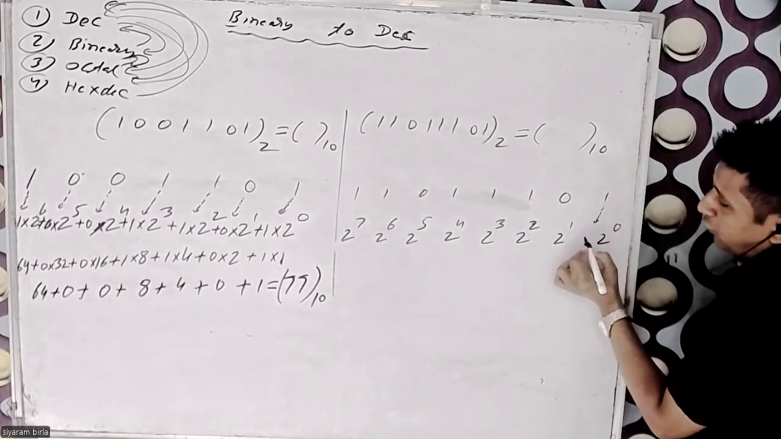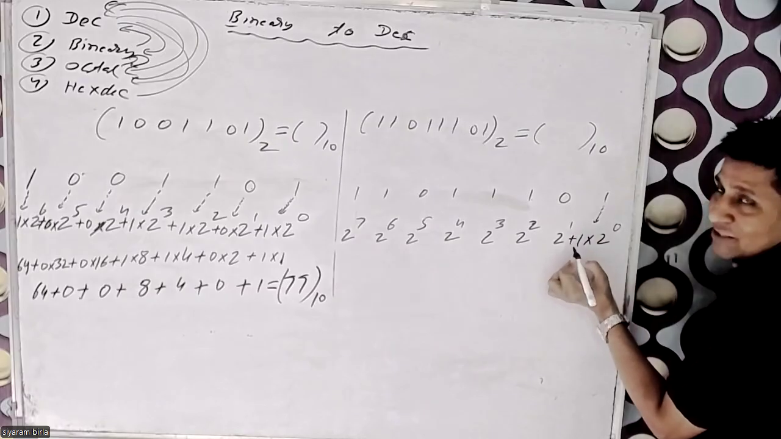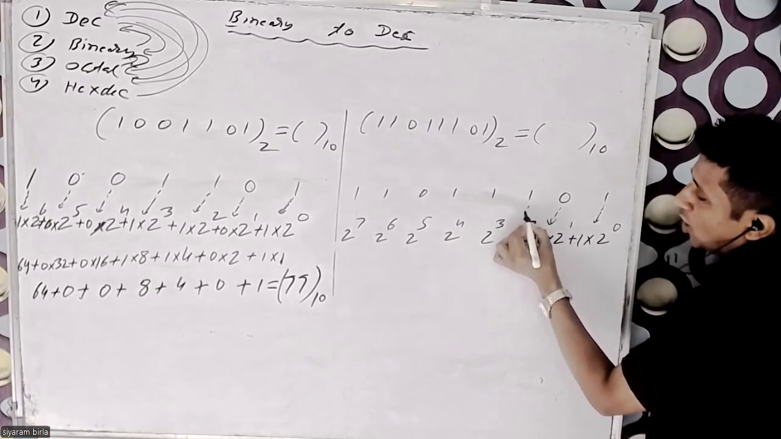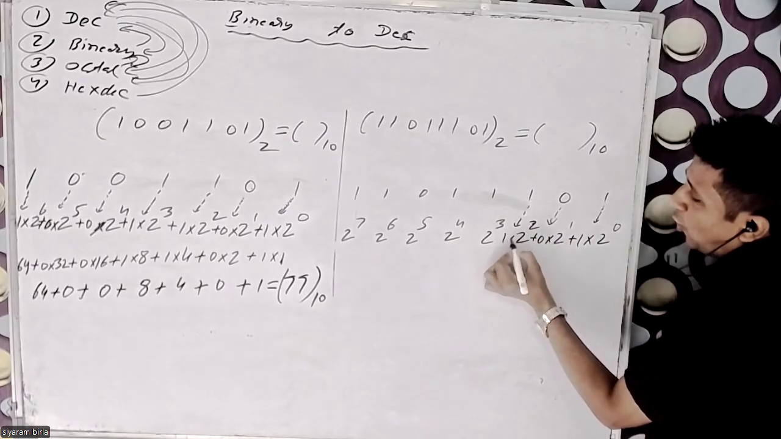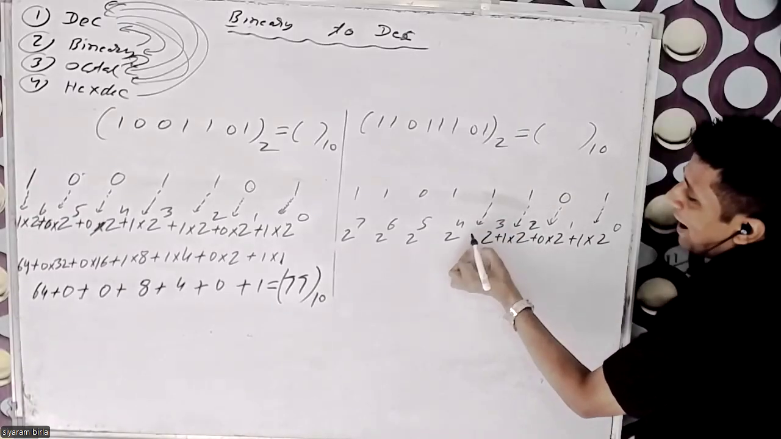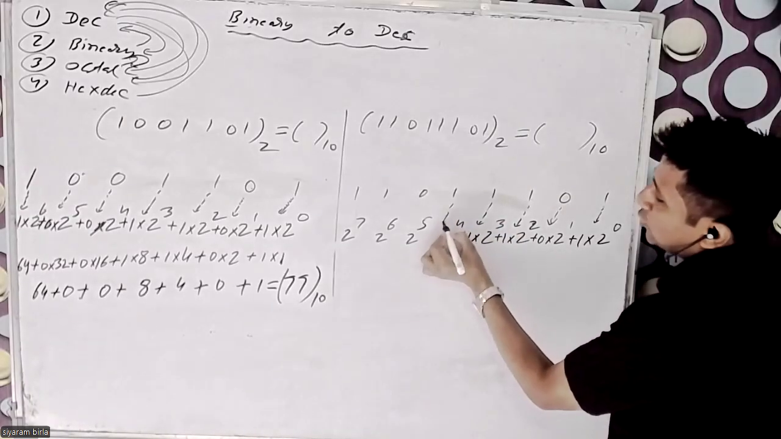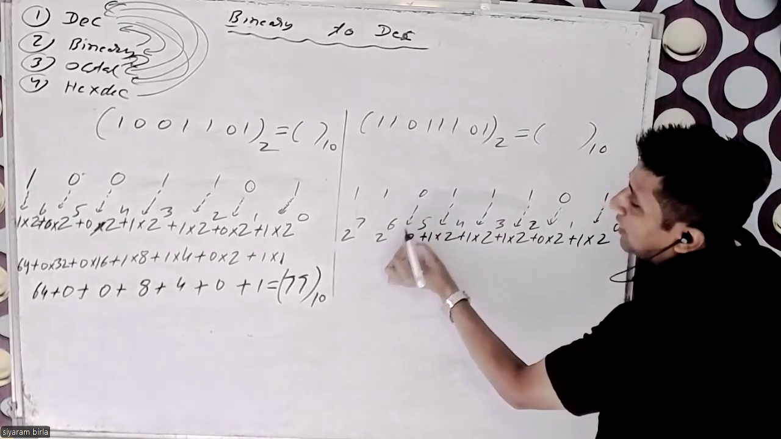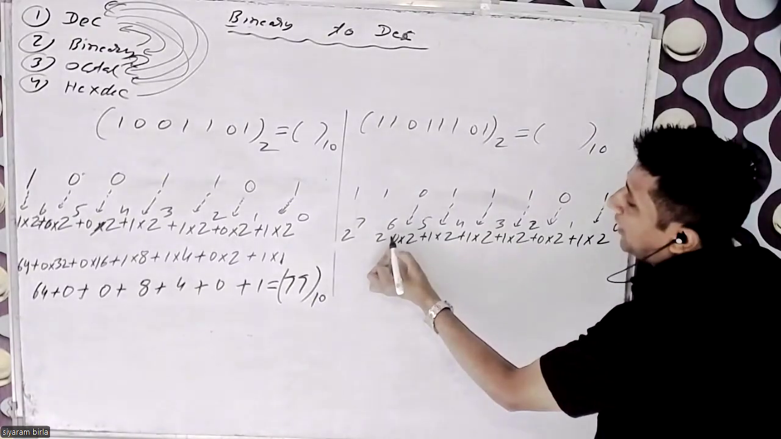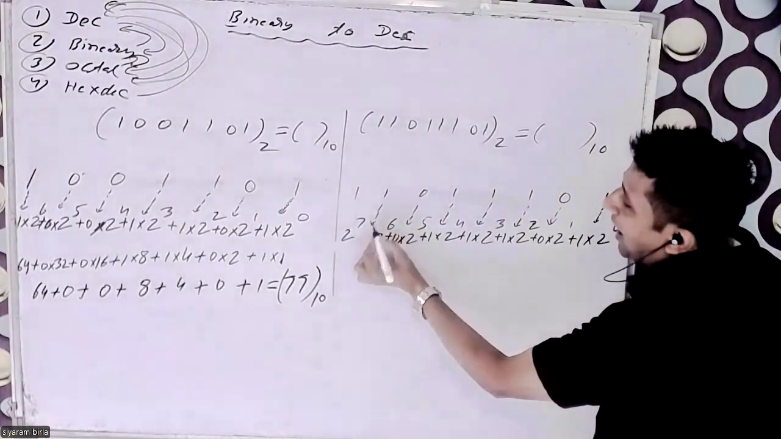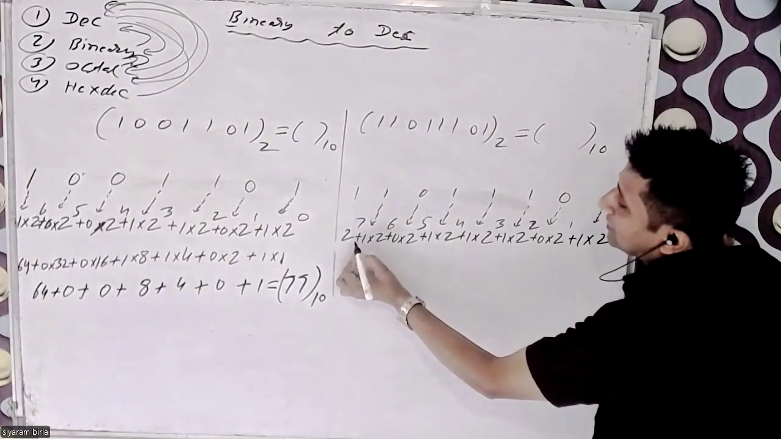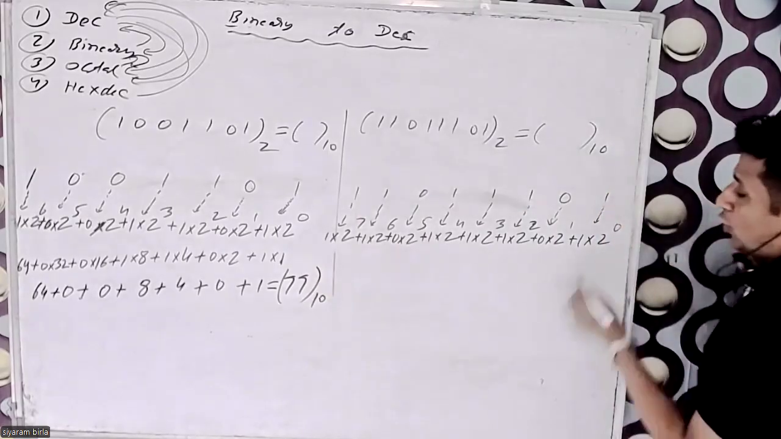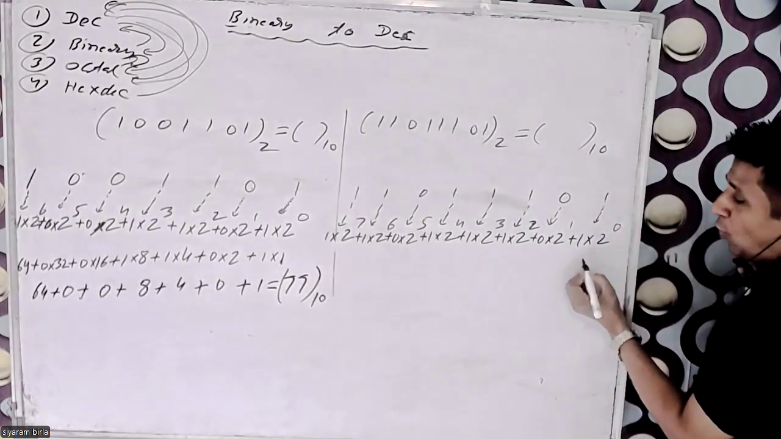Let me pull each digit from the bottom, 1 into plus, 0 into plus, 1 plus, 1 plus, 1 into plus, 0 into plus, 1 into plus, and 1 below. So 2 to the power 0 is 1, 1 into 1 is 1.